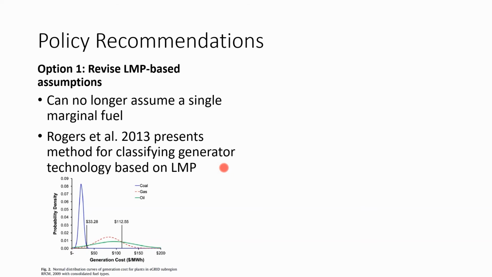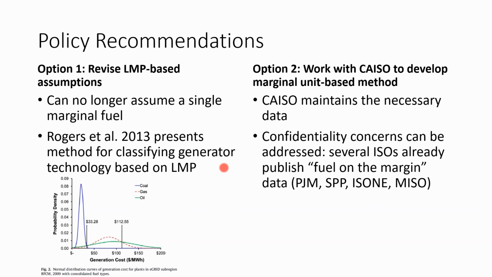But the second option, and maybe one that would end up better for the accuracy of these models in the long run, would be to actually work with the market operator, work with CAISO, to develop some sort of a marginal unit-based method. I mean, CAISO as the market operator maintains all of the data about which units are marginal and their fuel types and their heat rates.